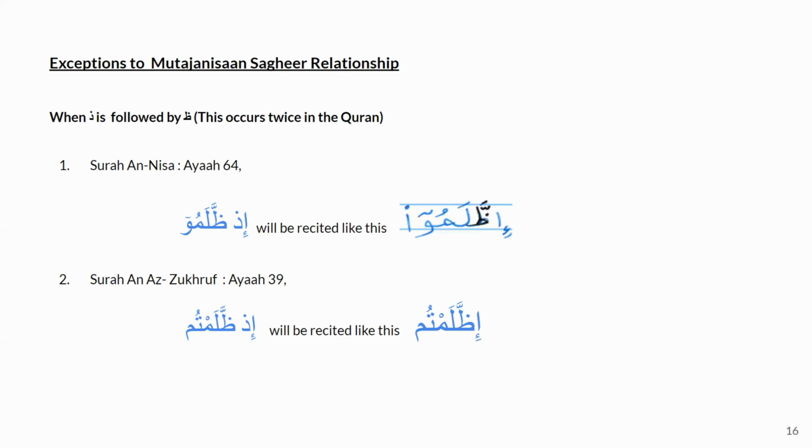But when letter Zal and letter Dha come next to each other, where Zal is the first of the Mutajaanisaan letters and Dha is the second, and they are in a Saghir relationship. This only occurs twice in the Quran. The first one is Surah An-Nisa, ayah number 64.